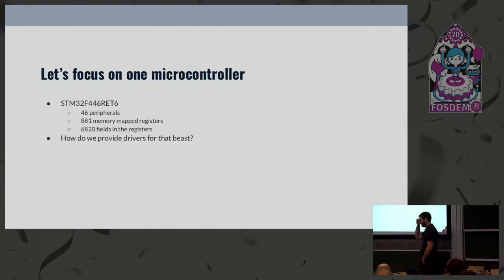If we dive a little bit deeper, if we look just at one of those microcontrollers, so STM32F446RET6, it's a beast. You have 46 peripherals in there. To control those 46 peripherals, you have more than 800 memory mapped registers. And in those registers, you have more than 6,000 fields that you have to program. And so the question for us, since we are providing tools for an alternative programming language, so alternative means everything that is not C and C++, how can we actually provide drivers for this kind of architecture and for all the complexity of the ecosystem and the market.